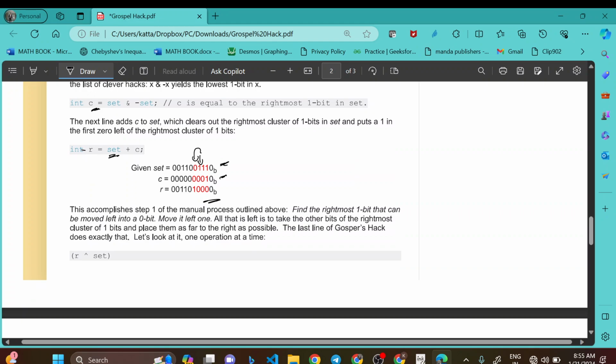So this accomplishes step one of the manual process outlined above: find the rightmost one bit that can be moved left into a 0 bit. So we have successfully moved it. Now what is the second task? Pushing these two ones to the right. That is the second task.